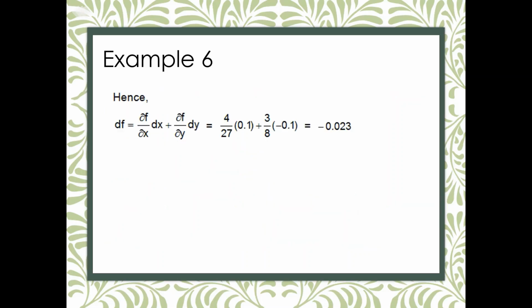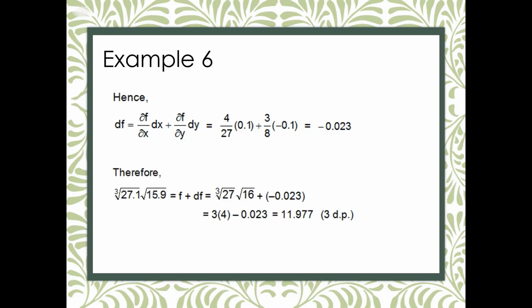Hence, df, which is equal to delta f over delta x multiplied with dx plus delta f over delta y multiplied with dy, is equal to negative 0.023. This refers to the change in f. Therefore, to estimate the value for the given expression, it is equal to f plus df. Substitute accordingly and simplify. You should get the final answer 11.977.